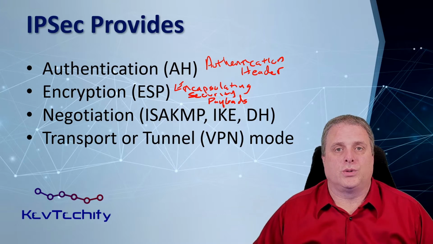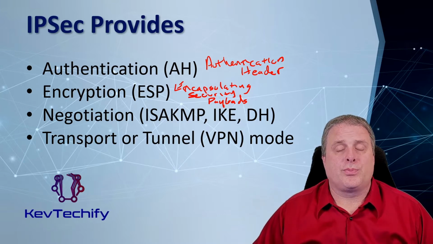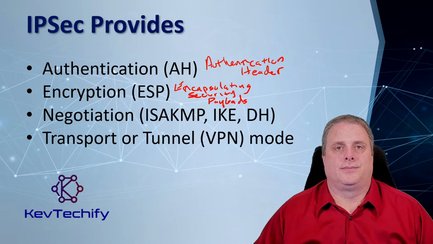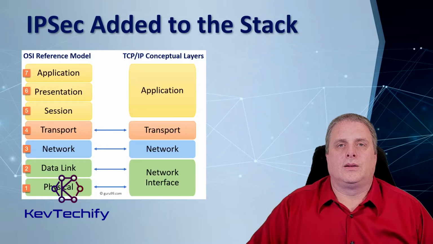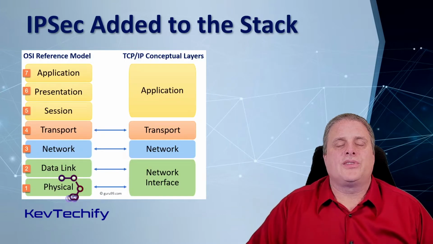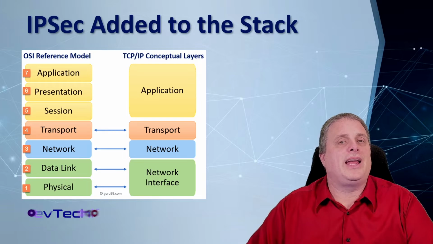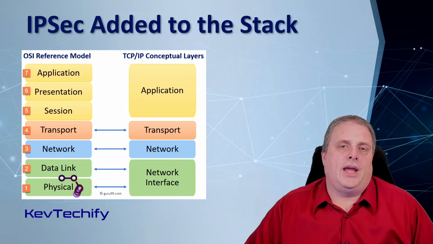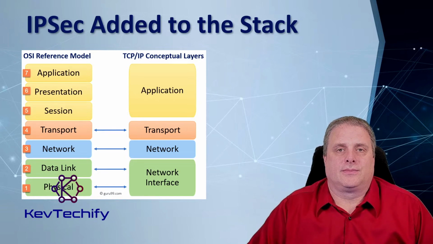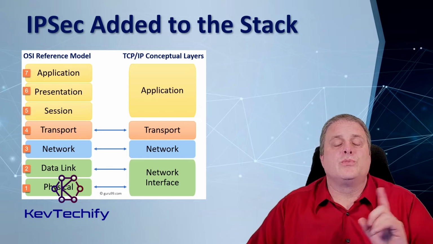IPsec has two modes: transport mode or tunnel mode. Tunnel mode is what is used in VPN tunnels. IPsec can be implemented in the kernel of the operating system, or it can be added to the stack. Adding to the stack is more typical.